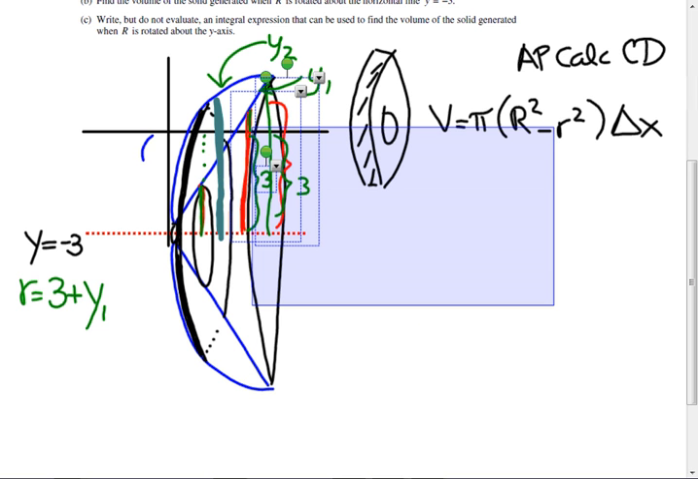Now, how big is this distance? 3. And then we have to add in what? Yeah. That's why it's plus 3.